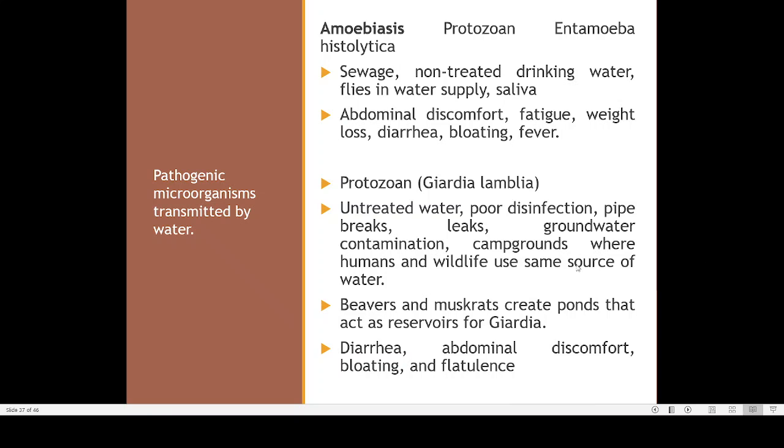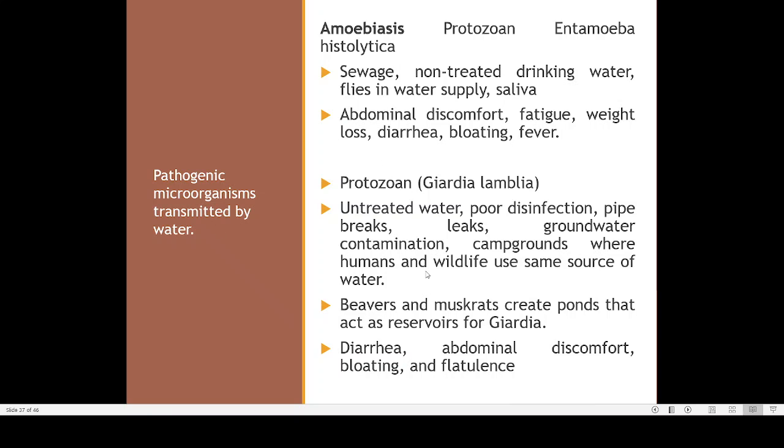Another kind of disease is caused by Giardia lamblia. Giardia lamblia is another kind of disease. Here this is also another disease of Giardia lamblia. This is a protozoan, and it is causing a lot of problems, and here also you can see that intestinal problems are the main problem.